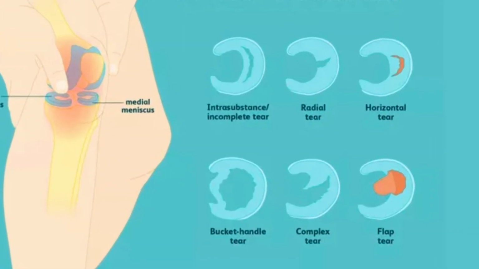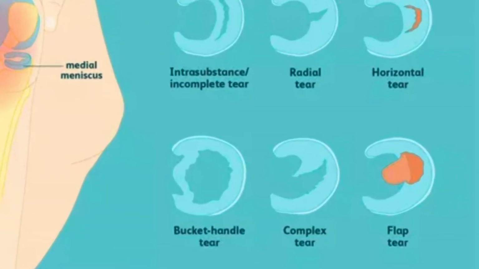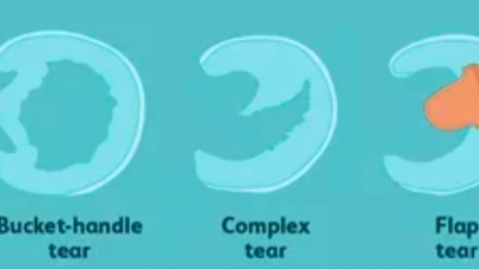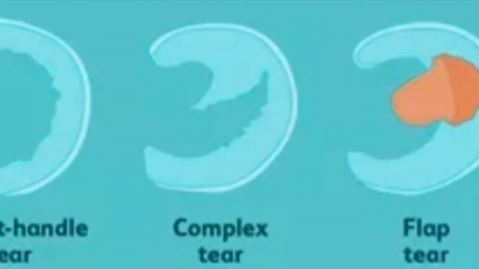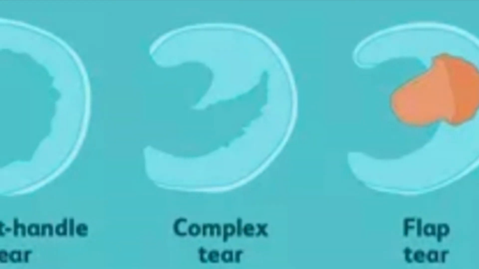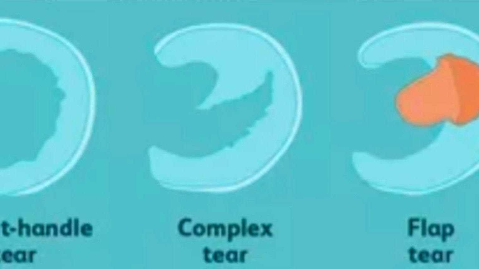Complex tear. A complex tear means there is a combination of tear patterns. For example, a complex tear often involves both radial and horizontal tear patterns. Complex tears are not usually treated with surgical repair because of the complicated nature of the tear. However, in some unusual circumstances, a surgeon can remove some of the torn meniscus while repairing other portions.